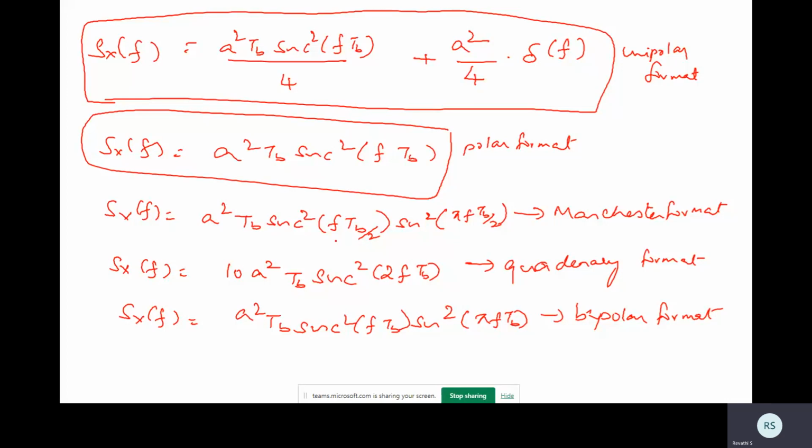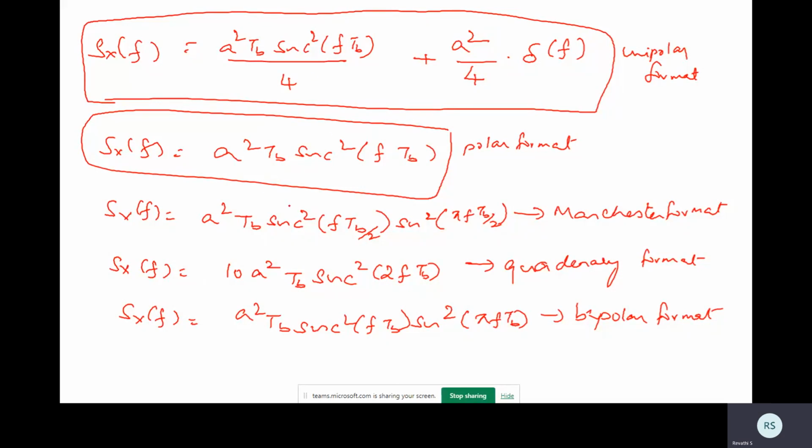And you see Manchester formatting, you are having f times Tb by 2. Tb by 2 in the sense time period is reduced by 2, so frequency bandwidth will be increased by 2. So Manchester formatting occupies twice the bandwidth compared to the bandwidth occupied by the unipolar, polar or bipolar formatting. And for quaternary format, you are having f times 2 Tb. So f times 2 Tb in the sense time is increasing, so bandwidth is reduced by 2. So quaternary format, even though it is consuming the maximum power, it is consuming the very lowest bandwidth.